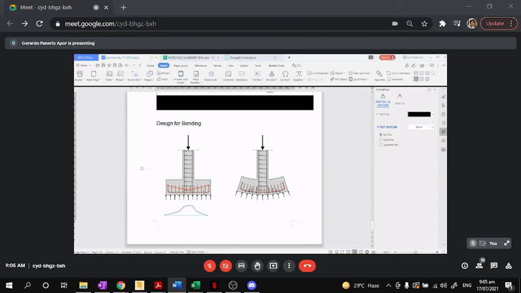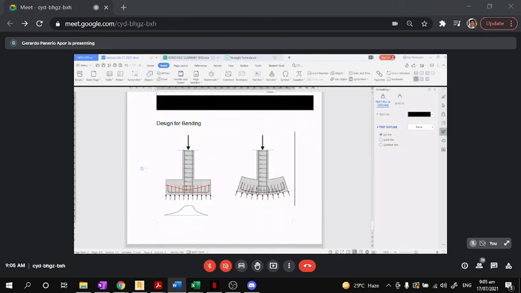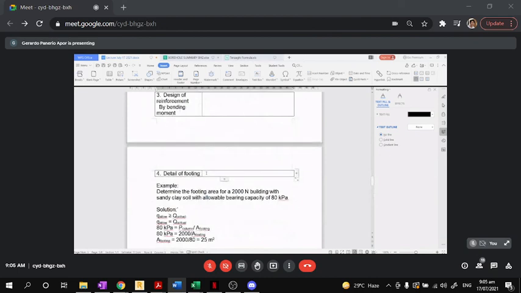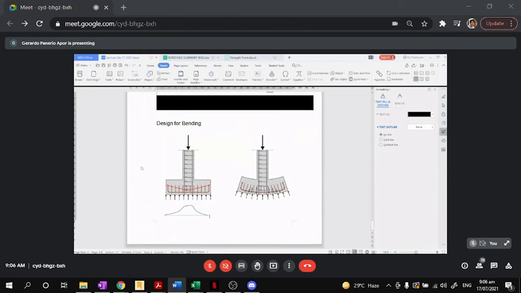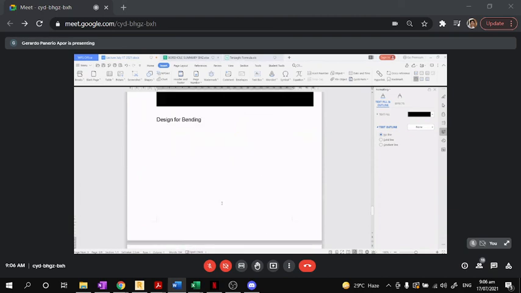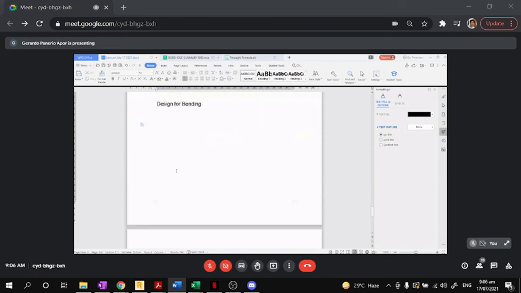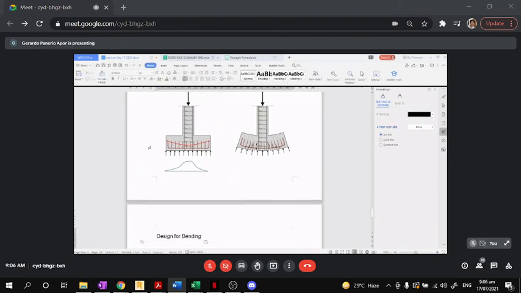So, that's why you need a bottom bar. So that's the overall design. Then once you know the requirements of the reinforcement in step number 3, that's the time you do the footing. So the footing detail is like this.